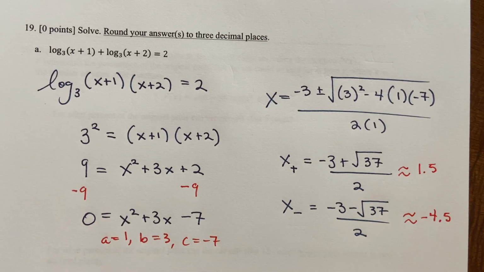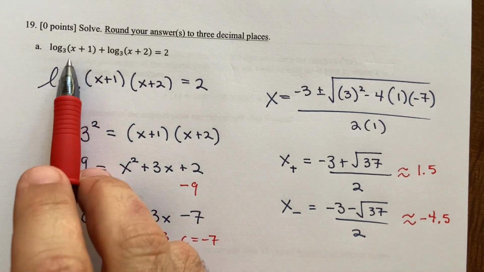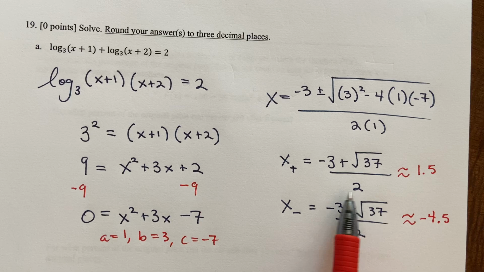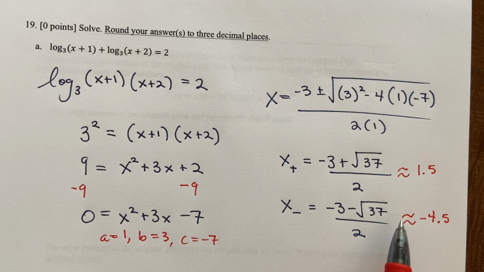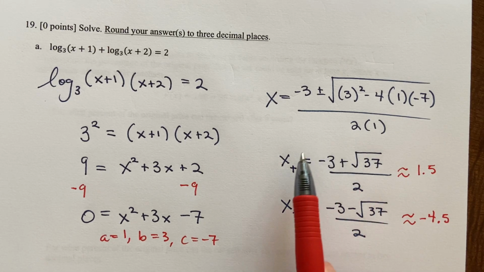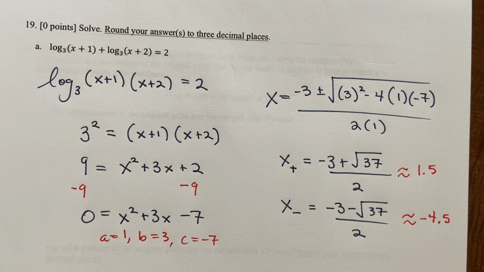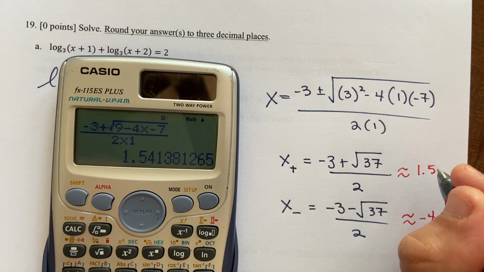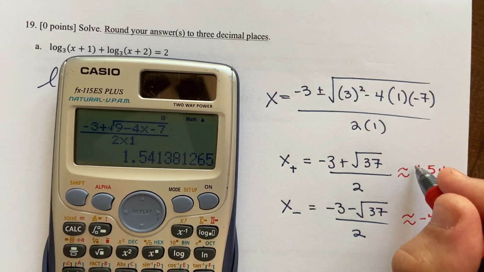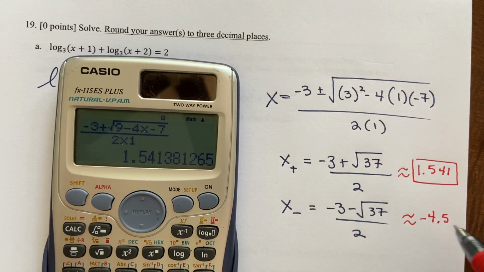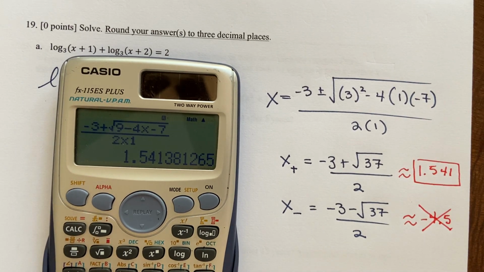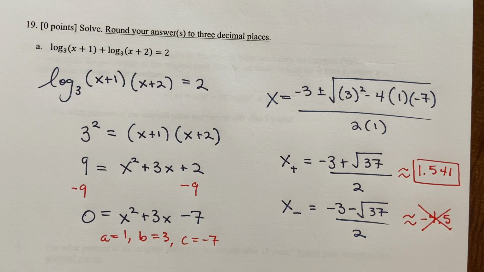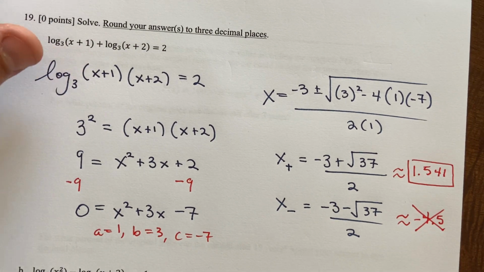Okay, so one of these is no good. So if I try this one, it actually won't work. And I'll leave that to you. But if you try this one, it actually won't work. This is the only one that works. It's said to round to 3 decimal places. So I'll actually take this out to 541. I'll just cross this one off. Okay, moving on.